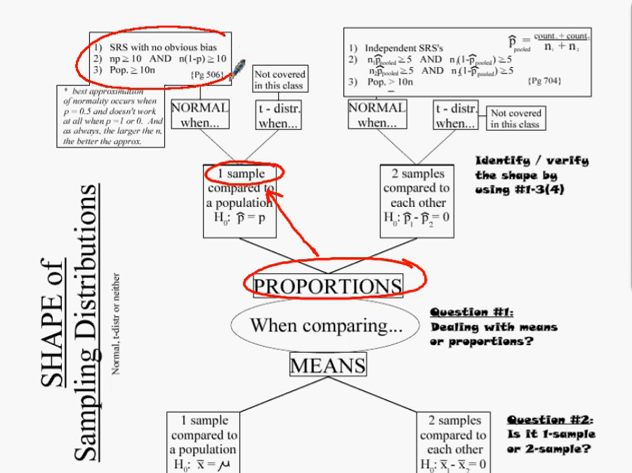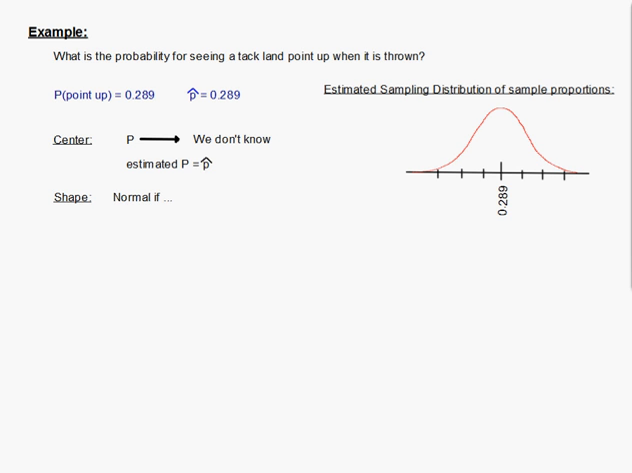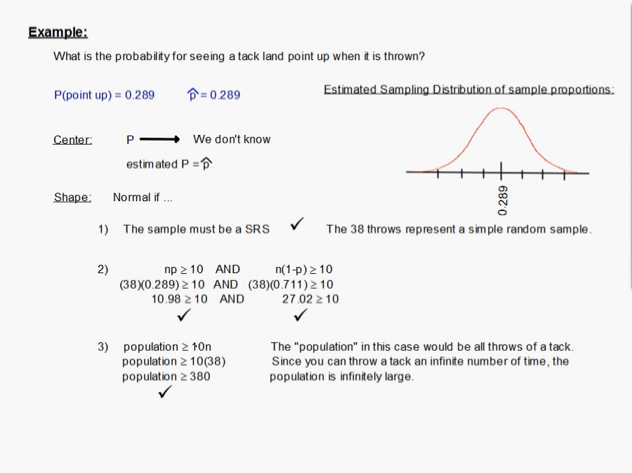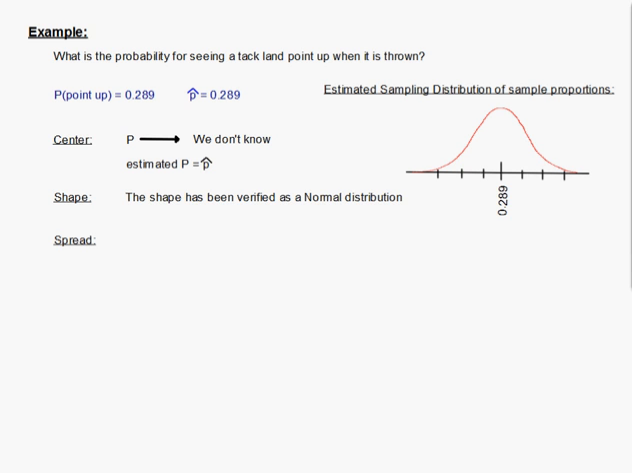And so here's our criteria that we have to check, which we can start doing now. It's a simple random sample. That was the first one. We can check sample size times p, sample size times q, which is 1 minus p. They're both bigger than 10. That checks out. And the population is actually bigger than 10 times the sample size. So the shape has been verified as a normal distribution.